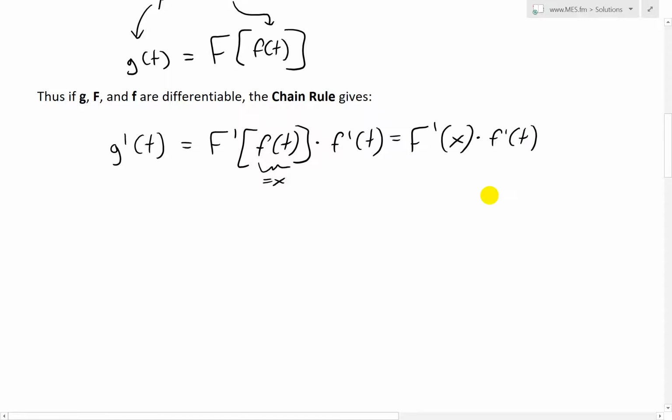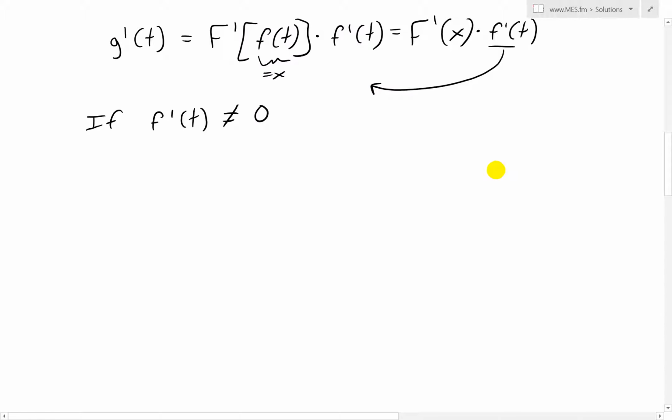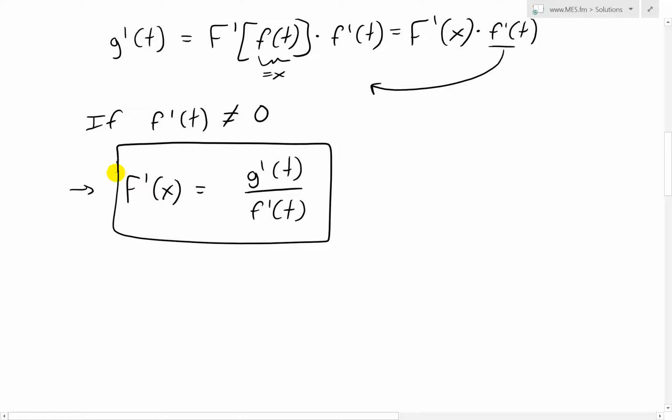The reason we're doing this is basically so that we can rearrange and write this as the derivative of this function of x, like that. So if f prime of t is not equal to 0, then we could move this over all the way to the other side, and what we'll end up having is F prime of x is equal to g prime of t over f prime of t, like that. And this is again if f prime of t is not equal to 0.